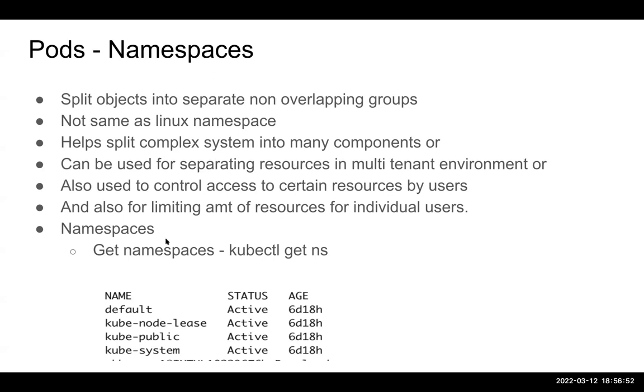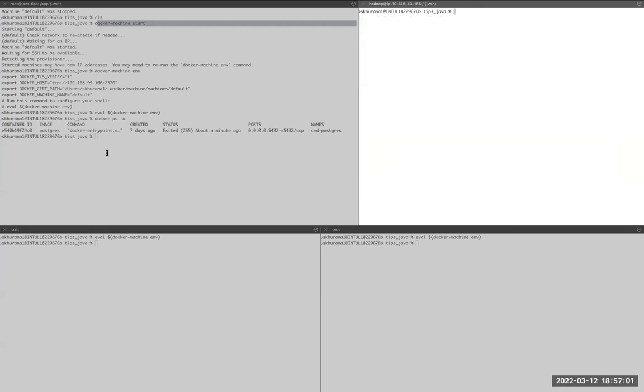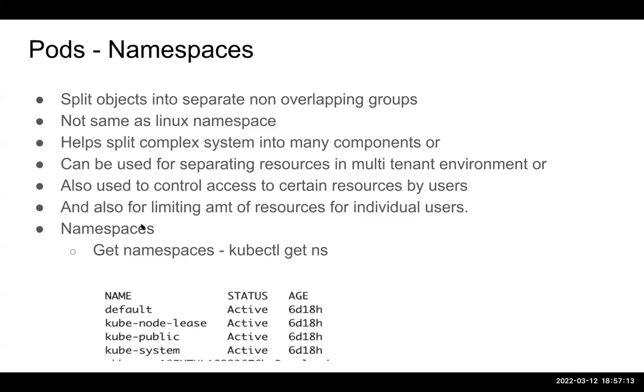If you want to get the existing namespaces, you run kubectl get ns. ns means namespace. So we'll do that. kubectl get ns. These are the namespaces you see which are already there, and there's a Kubernetes dashboard also. That's cool. We'll see the dashboard also later.